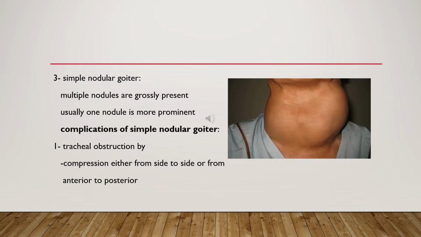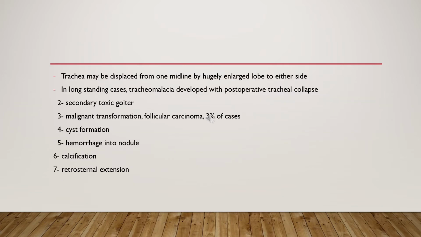Simple nodular goiter. Multiple nodules are grossly present. Usually one nodule is more prominent. Its complications are tracheal compression or obstruction. It is caused by compression either from side to side or from posterior to anterior. The trachea may be displaced from the midline by a hugely enlarged lobe of the thyroid gland to either side. In long-standing cases, tracheomalacia develops, with postoperative tracheal collapse.